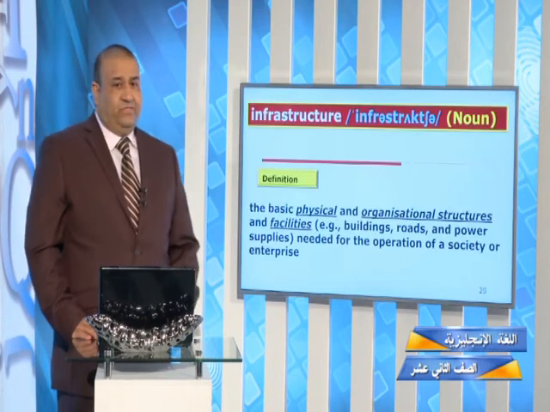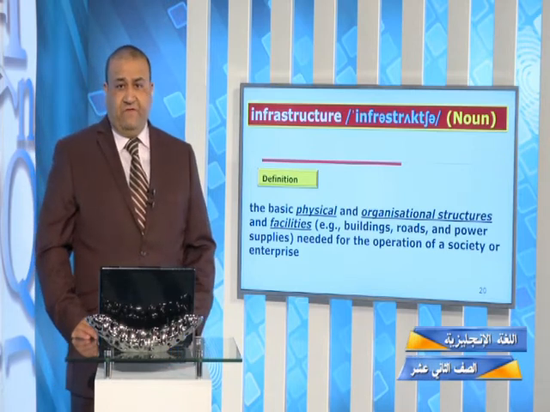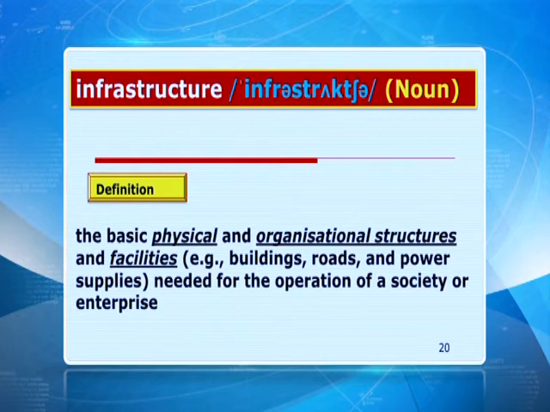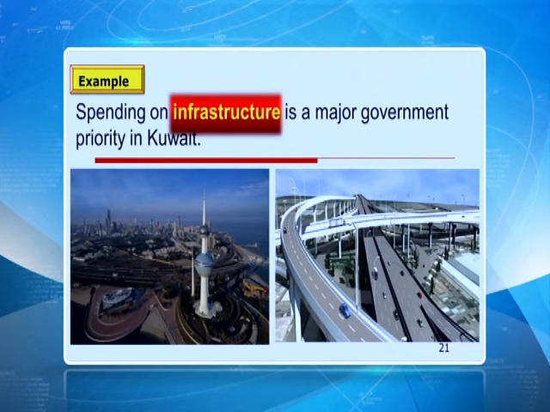Then we have this word, it's a noun, infrastructure. Infrastructure means the basic physical or organizational structures and facilities. For example, buildings, roads, and power supplies. This is an example to illustrate the word infrastructure. Spending on infrastructure is a major government priority in Kuwait.